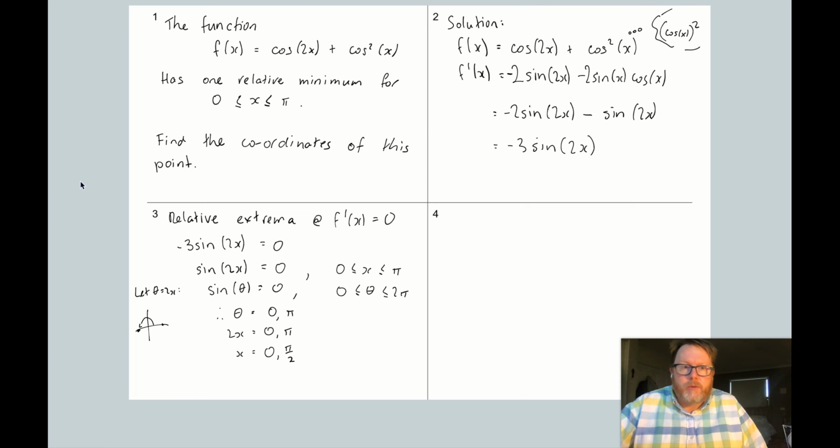We need to work out which one is going to be the relative minimum at that point. So there's a few ways we can do it. I'll just take it the first derivative way, which is to simply draw up a little table.